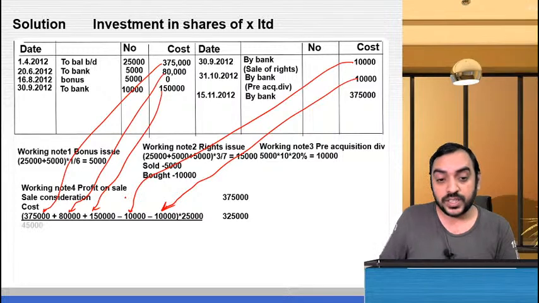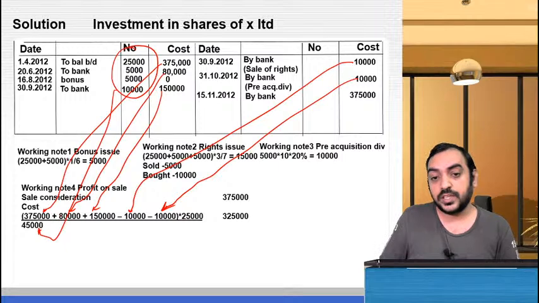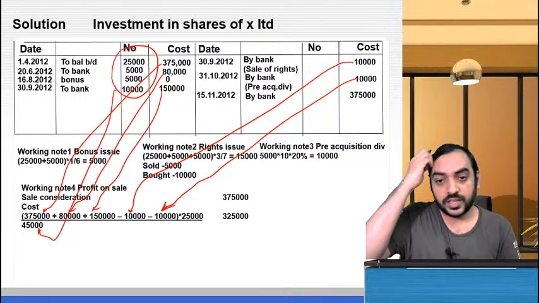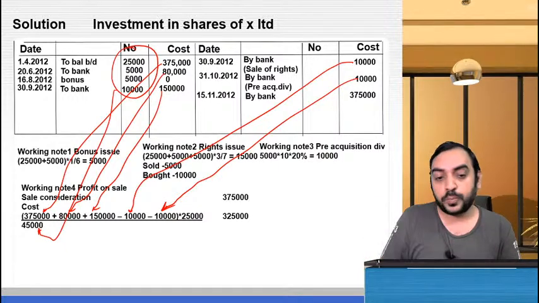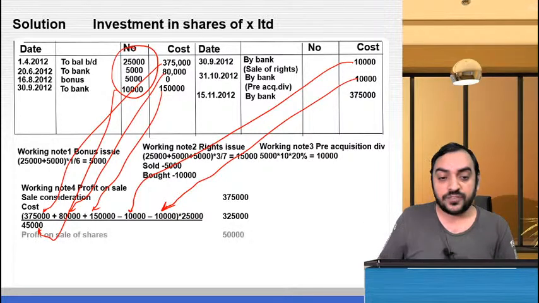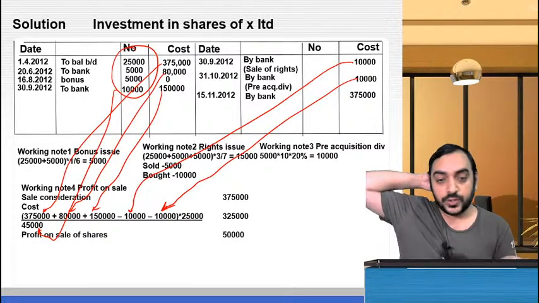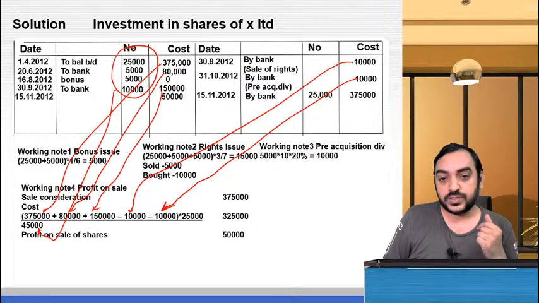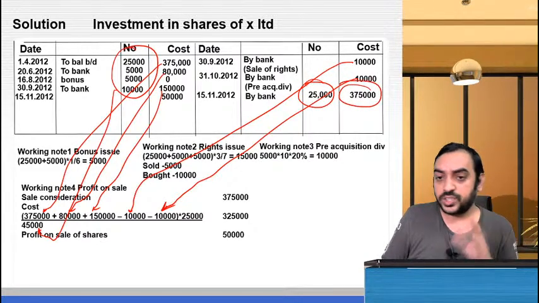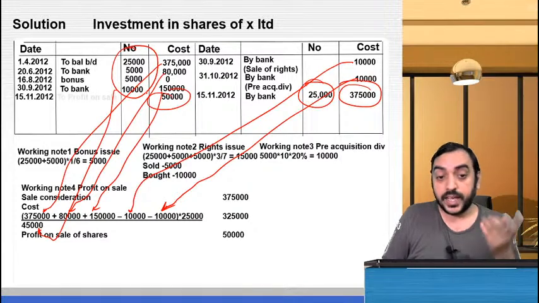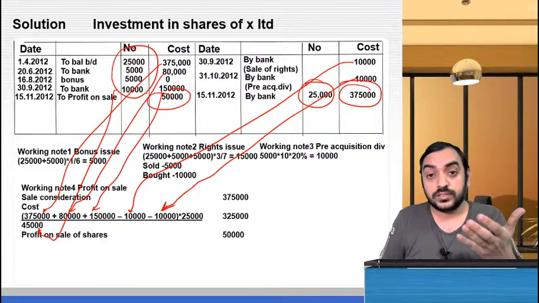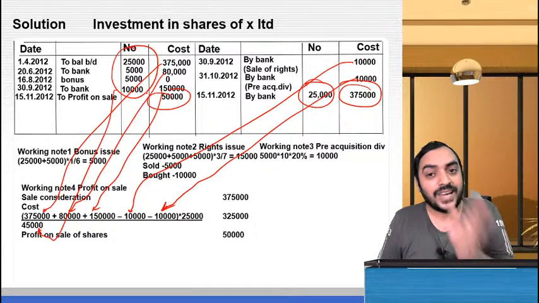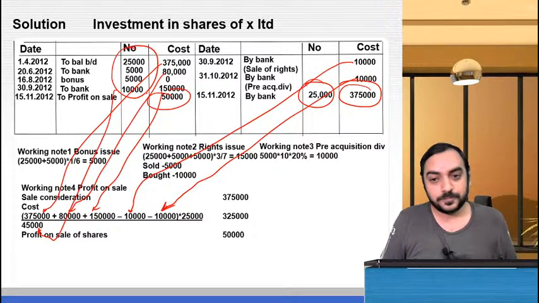And for how many shares is this? Totally 25 plus 5 plus 10, 45,000 shares. And you have sold how many shares? You have sold 25,000 shares. So proportionately for 25,000, 3 lakh 25. So profit on sale of shares 50,000, and that will be to profit on sale 50,000. Number of shares sold 25,000, amount of consideration 3 lakh 75, to profit on sale. As I told you, treat it like a trading account. Loss will come on the credit side by loss, and profit will come on the debit side to profit.